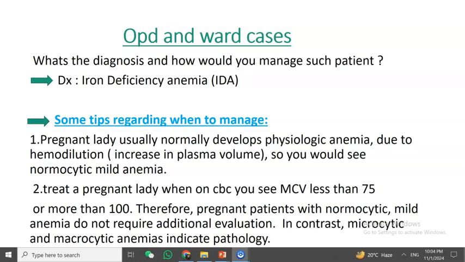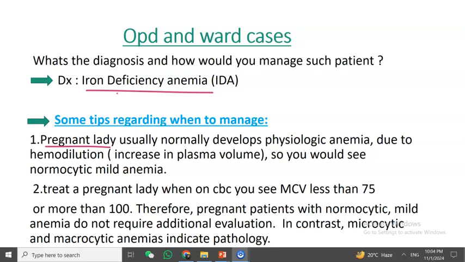So before going into detail of how to manage the patient, we need to have some tips regarding how to manage and what are the points. The pregnant lady usually develops physiologic anemia due to hemodilution, as there is an increase in plasma volume. So you would see a normocytic mild anemia. So if you find normocytic mild anemia, you don't need to treat the patient.